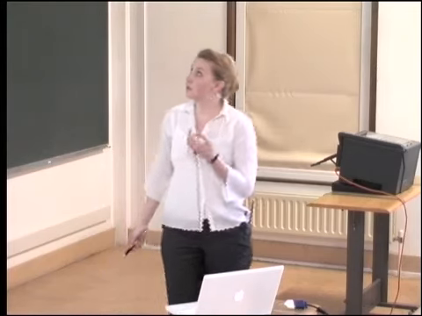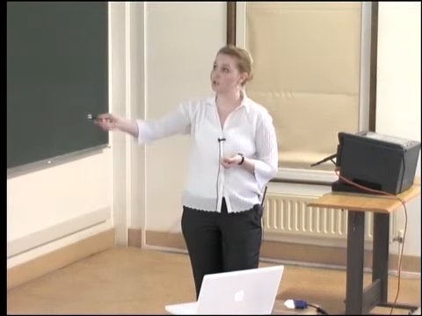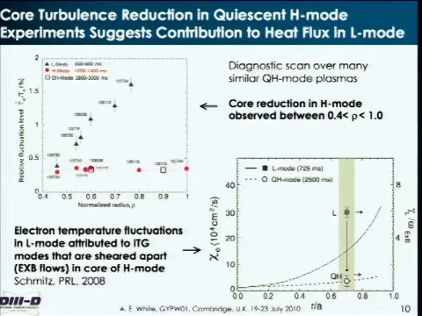And so this core turbulence reduction in QH mode again suggested that there could be a substantial contribution to the heat flux in these experiments from the electron temperature fluctuations, because across the radius, when we made the measurement of the profile in L mode and then compared it to the measured profile in H mode, we saw always a significant reduction. And again, this reduction comes along with an improvement in confinement.